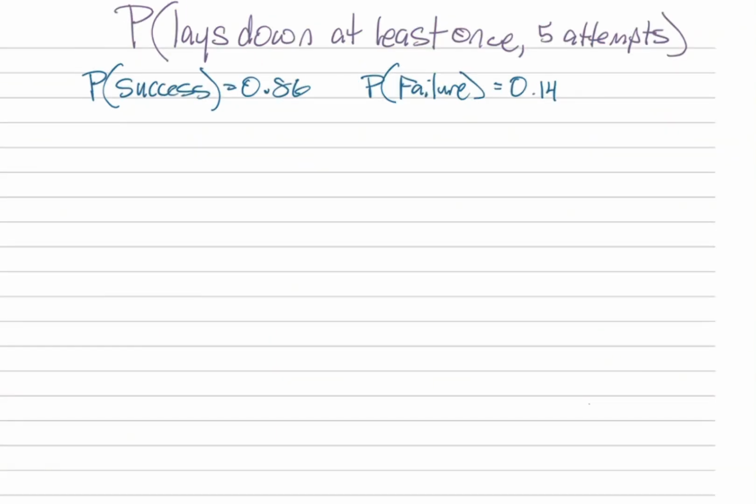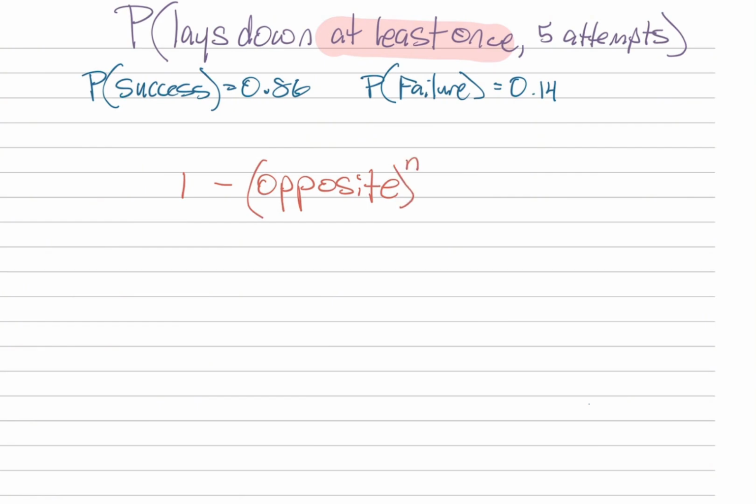Let's try one more problem. This one's a little different because it says at least once. There's a special formula we can use for this one, but we can only use it when it says at least once. It cannot be at least twice, it cannot be at least 3, it is only at least once. The formula is 1 minus the opposite to the power of n.